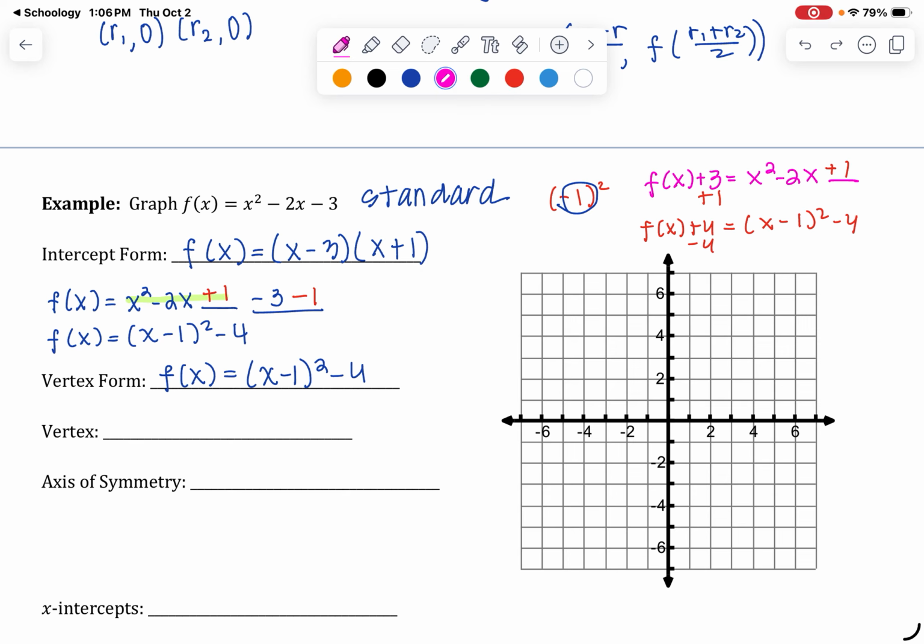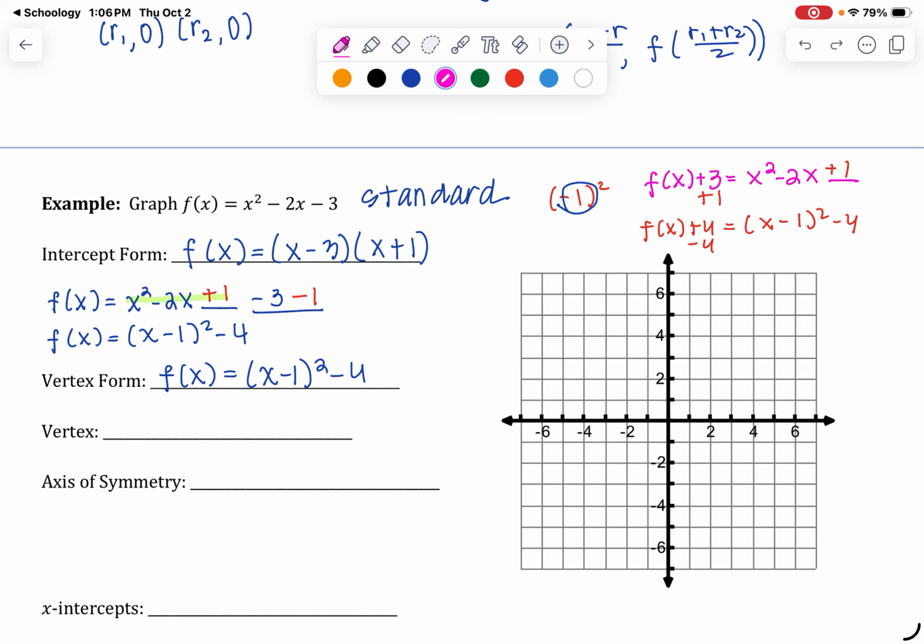Your x-intercepts you get by setting your function equal to 0 and solve. The easiest one to set equal to 0 and solve is this one. So if I do x minus 3 equals 0, x plus 1 equals 0, I get x equals 3 and x equals negative 1. So my x-intercepts are (3, 0) and (negative 1, 0).